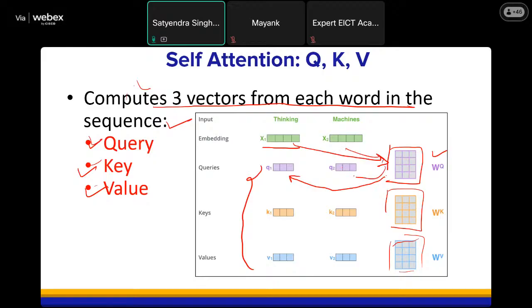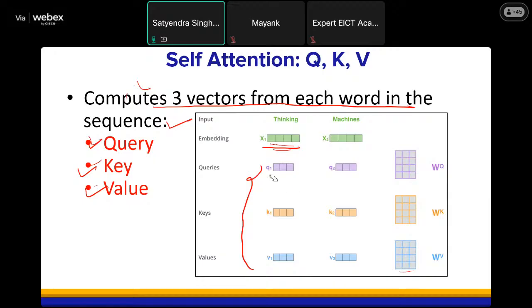Similarly, when x2 is multiplied, you get q2. Similarly, when x1 is multiplied with the key weight matrix, you get the key. And you can easily see the dimensions. If you want a query vector of size 3, then the weight matrix size is 3 by the dimension of the word vector, that is, the dimension of the query and the dimension of the input embedding word vector. Since these are all matrices, obviously these matrices will be learned during the training time.